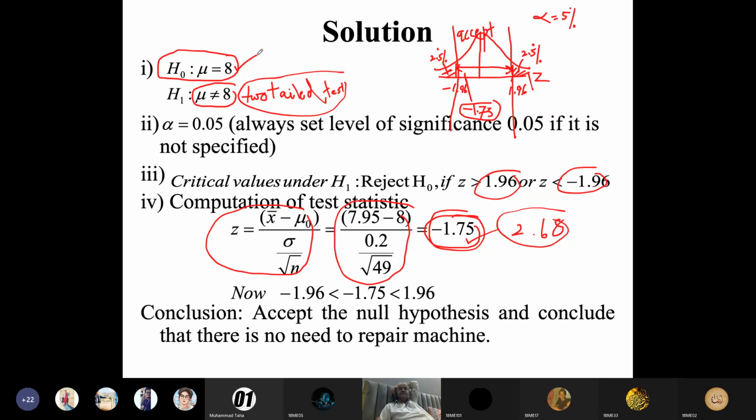Decision making is performed on the basis of the sample. So here we accept the null hypothesis. Why? Because its value falls in the acceptance area. It is in between -1.96 and 1.96, the safe zone. So we accept the null hypothesis and we say the machine is working properly. Nothing is wrong with the machine, and it needs no more repair, at the 5% level of significance. Okay, you got it?